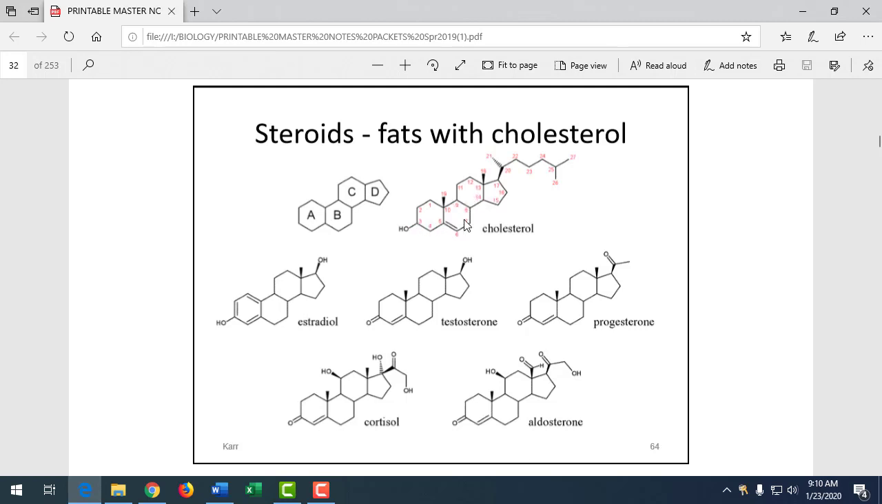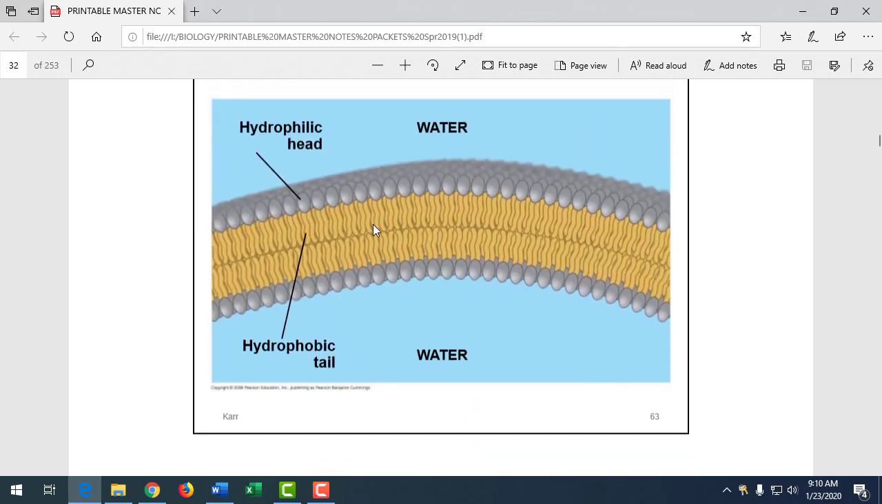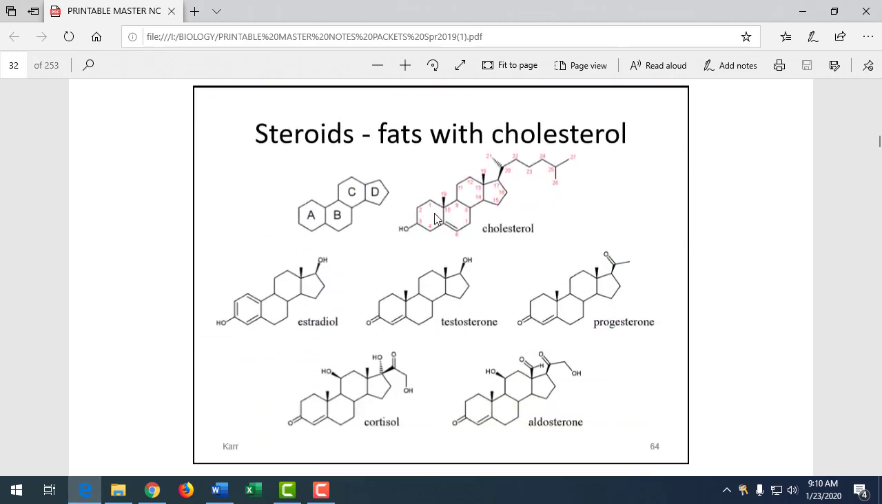So cholesterol is important because we also find that in the plasma membrane. It gives a little stiffness to the plasma membrane. We find cholesterol embedded in here. We'll look at that in more detail when we study the cell. So cholesterol is good for that.